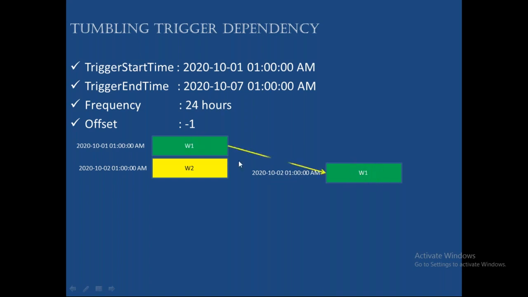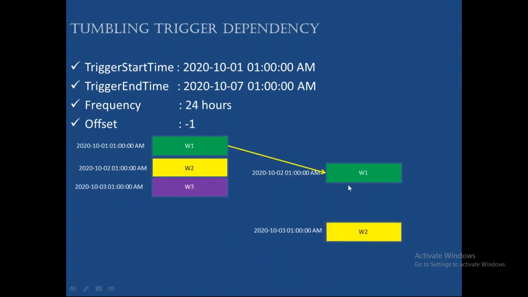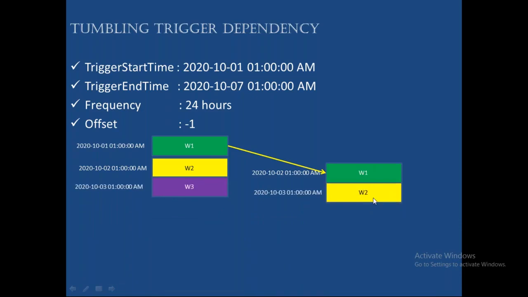But this 10:02 is dependent on what, friends? Dependent on this window. See this window. If this window is successful, then it is going to run. Next, here window 3 will start. Here window 2 will start. Now what happens? This window 2 is dependent on this window 2. -1 means that. Next window 3, window 4 started here. Window 3 will start here. So window 3 is dependent on this window.